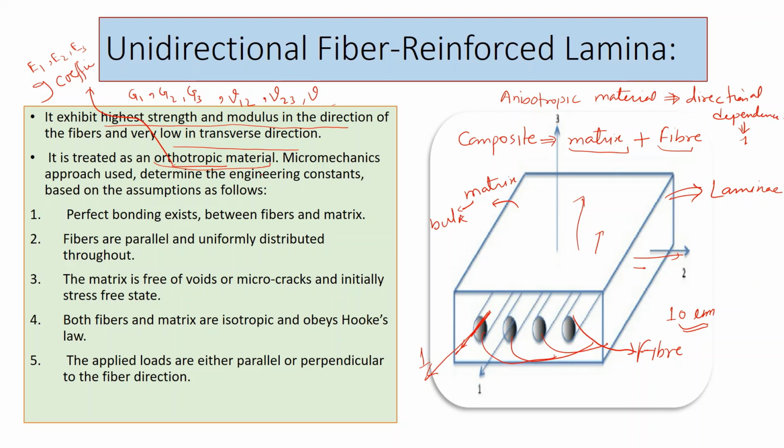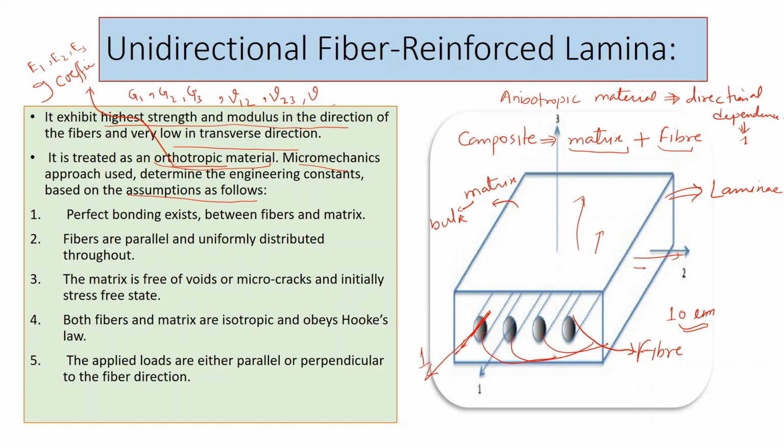So how do we get those things? The micromechanics approach is used to determine the engineering constants, and it is based on the following assumptions. So what are the assumptions for this approach, for the unidirectional lamina or fiber reinforced lamina?